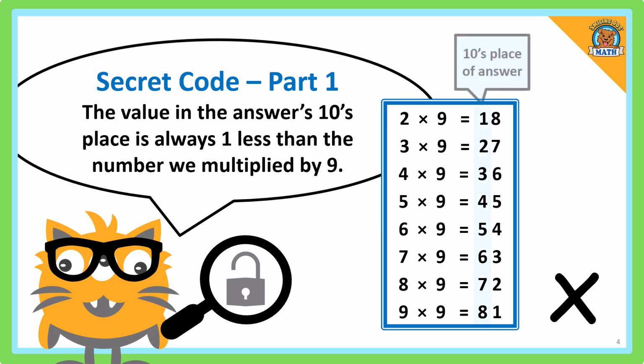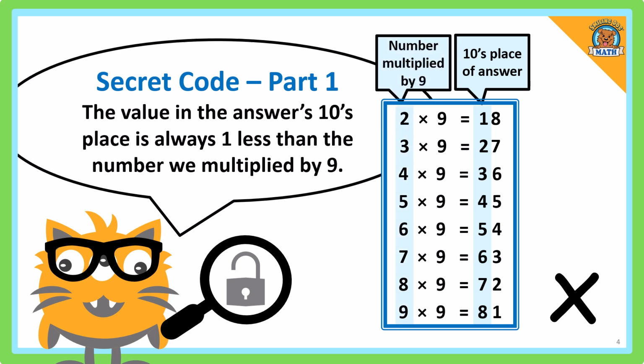The value in the answer's tens place is always 1 less than the number we multiplied by 9. I'm going to modify this chart so you can quickly see that that's true. The value in the answer's tens place is always 1 less than the number we are multiplying by 9.